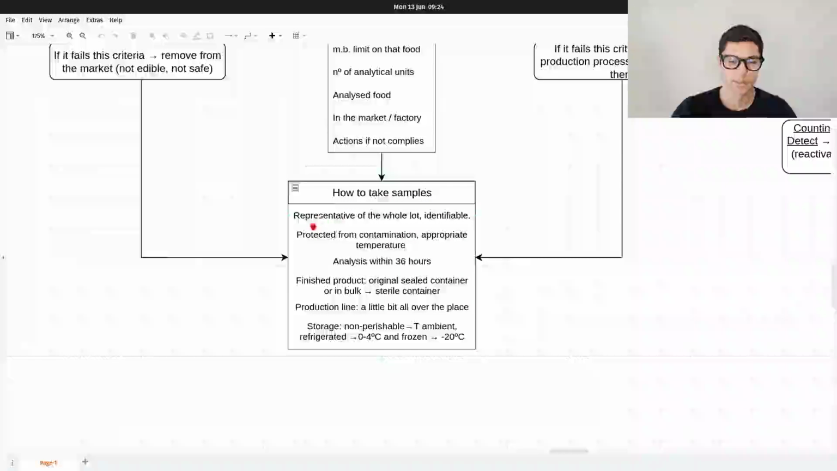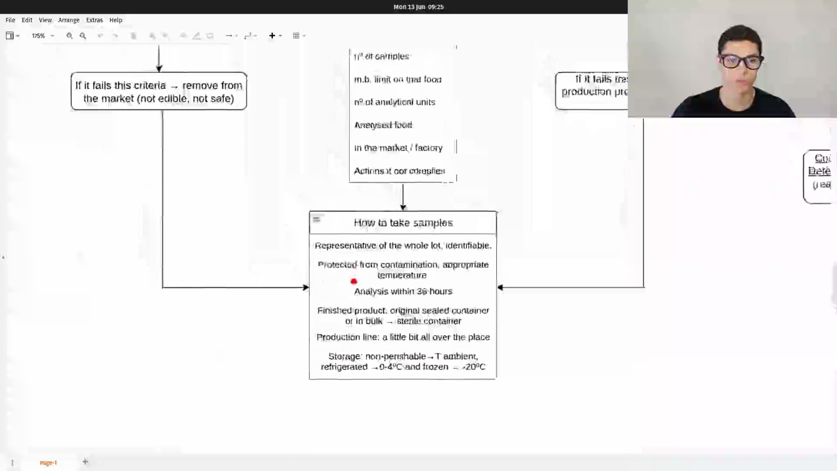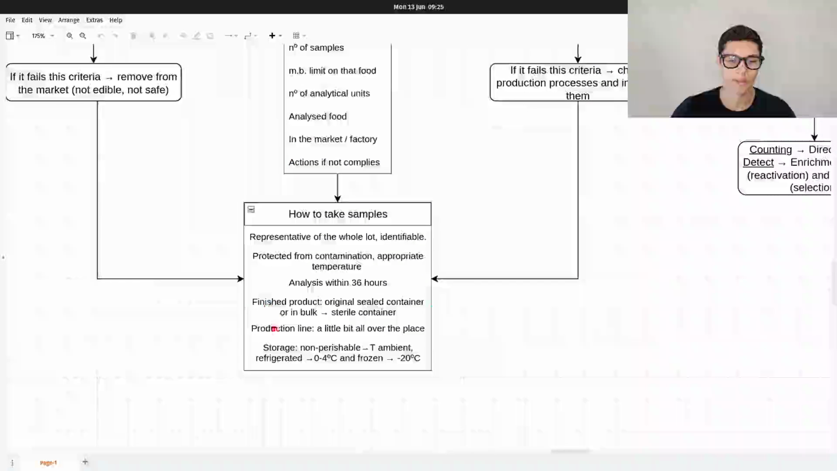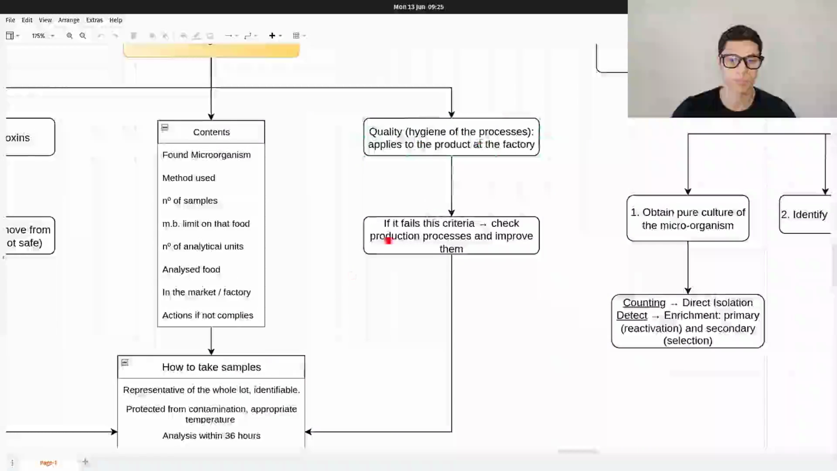How to take samples? They have to be representative of the whole lot and identifiable. They have to be protected from contamination and stored at an appropriate temperature. The analysis has to be done within 36 hours. If it passes the 36 hours, we have to take another sample. For finished products, we just use the original sealed container, or if it's in bulk, we put it in a sterile container. The finished product sampling is for safety, and the production line sampling is for the quality and hygiene of the processes.